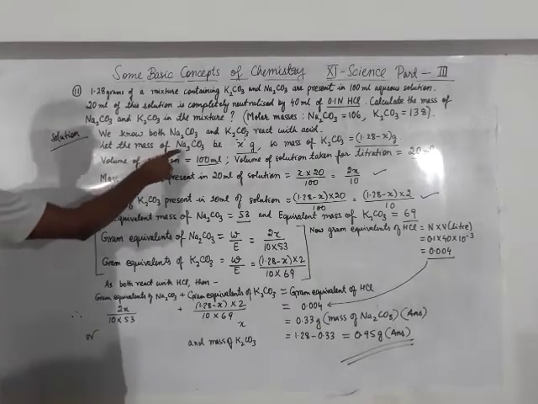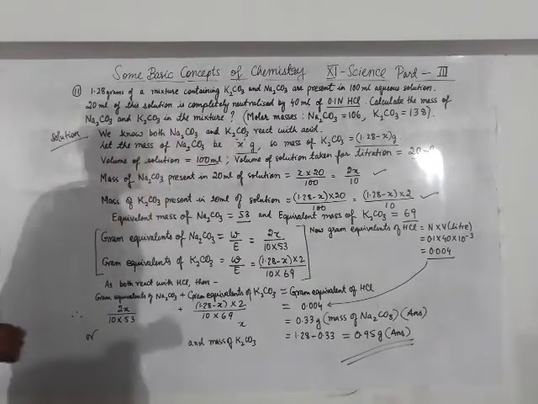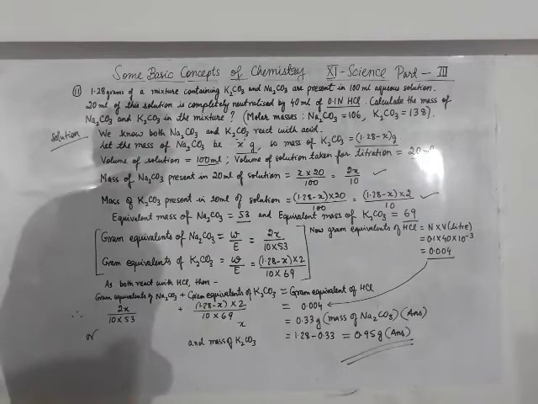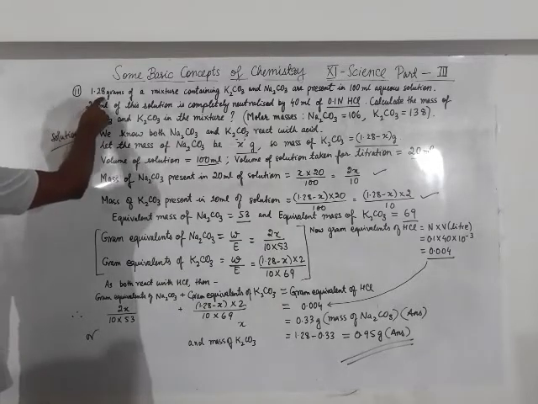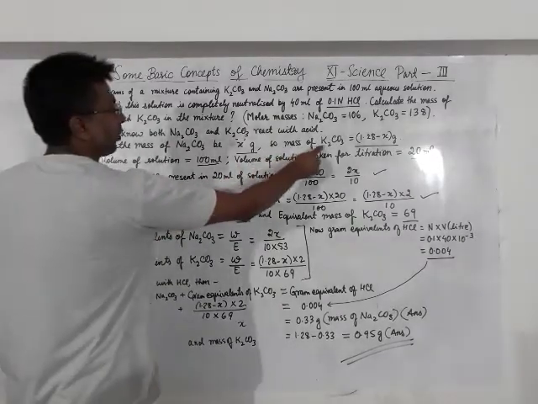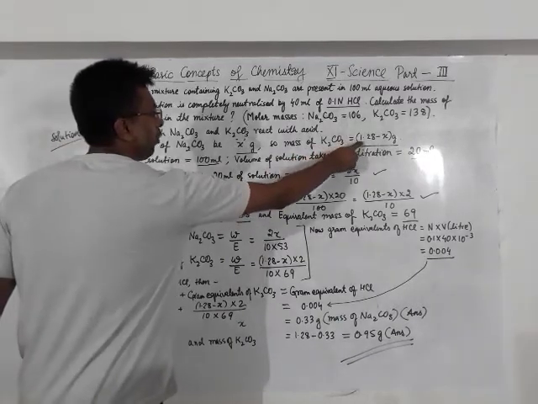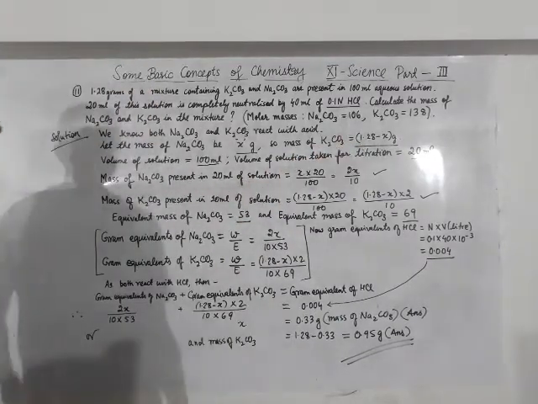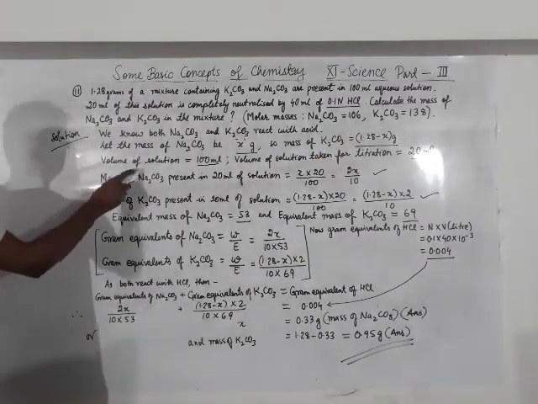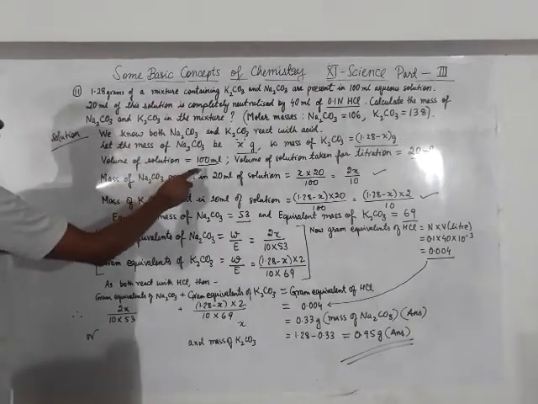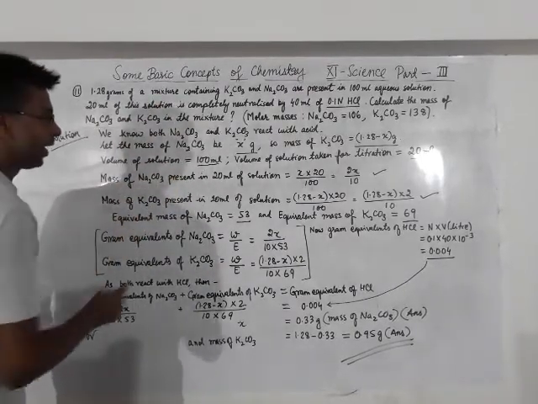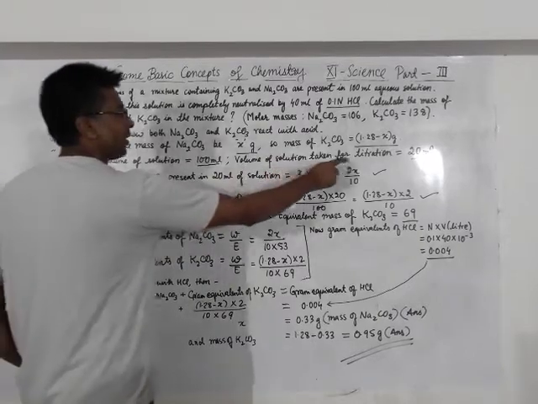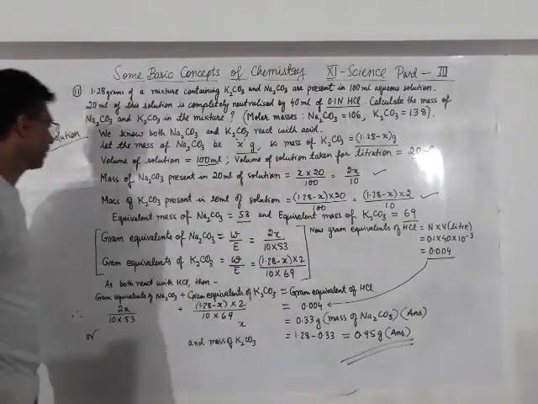Let the mass of sodium carbonate be x gram. So the total mass is 1.28 gram. So the mass of potassium carbonate will be 1.28 minus x gram. Now the entire solution was 100 ml, given in the question, and the volume of solution taken for titration is 20 ml.